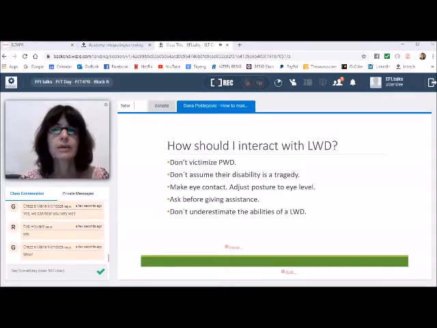It is important, depending, of course, on the type of disability, because this is a very general talk. I suggest you make eye contact and adjust your posture to the eye level. If we are talking to a learner who is sitting in a wheelchair, we need to perhaps sit down and talk to them at their eye level.